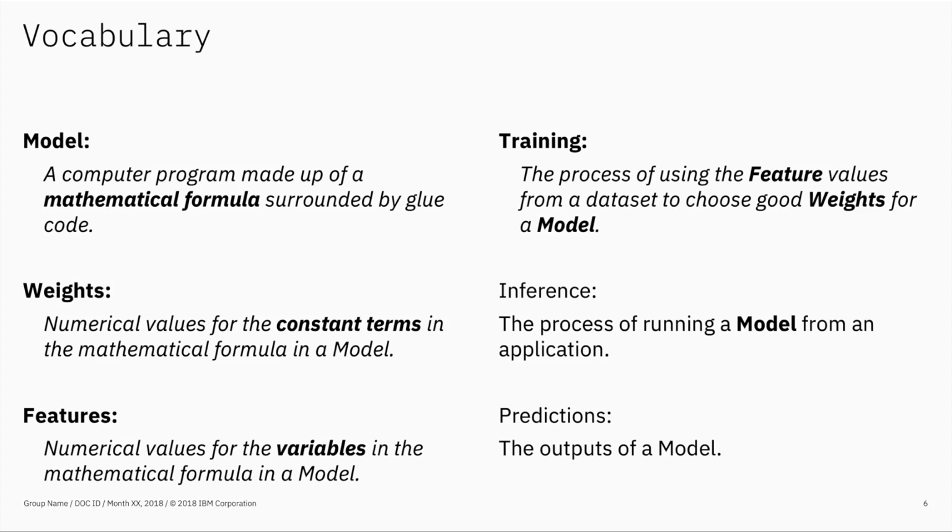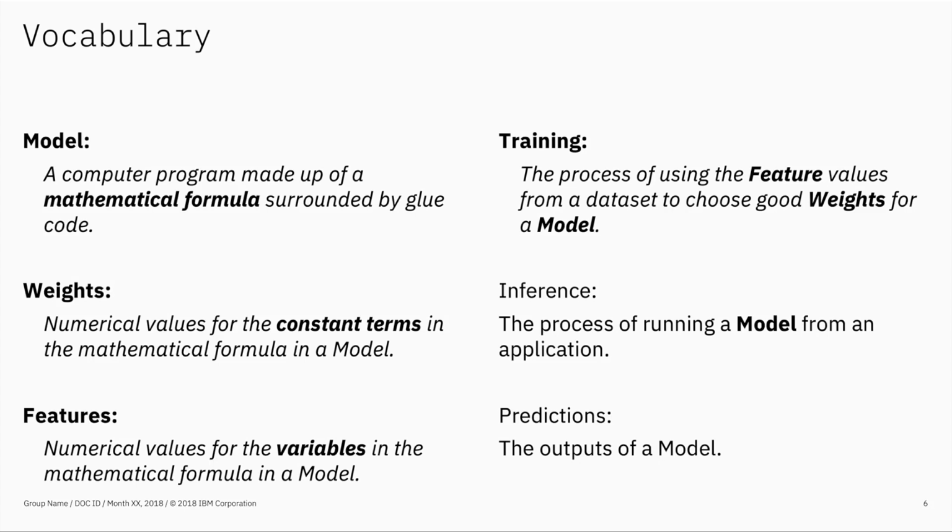The process of choosing some good weights, some good values for those constants in the formula, is called training. And the process of executing the model, that computer program, in the context of an application is called inference. And the result of that execution is called predictions.